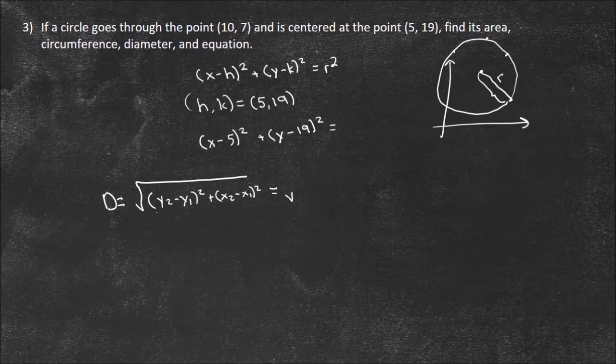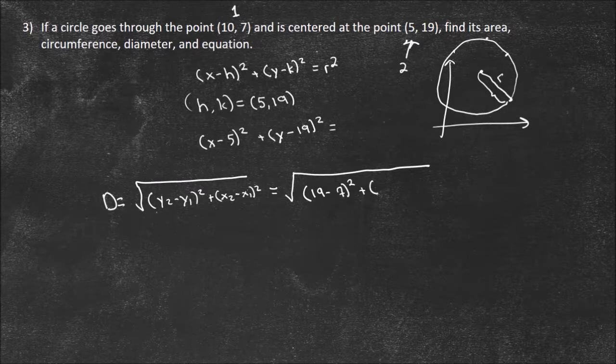So we're going to have the square root of, let's make this point number 2, and this will be point 1. So y2 is the 19 minus y1 is the 7. I'm going to square that, and then I'm going to add x2 is 5 minus x1 is 10, and I'm going to square that as well. So 19 minus 7 is 12 squared plus 5 minus 10 is -5, quantity squared.